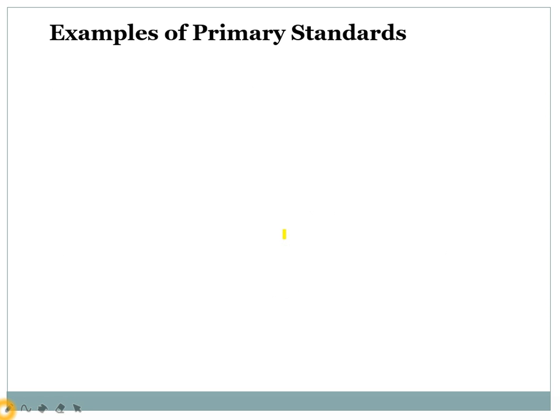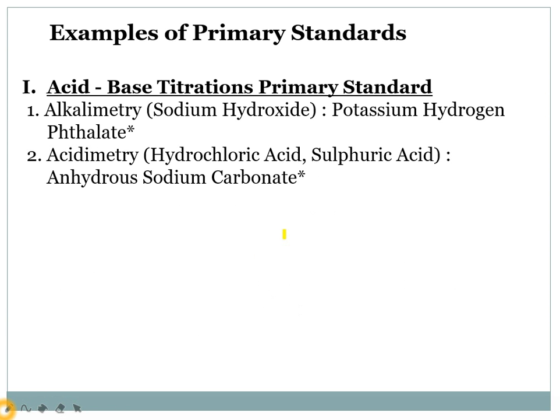Now we can move on to the examples of the primary standard. The primary standards used in acid-base titrations, and acid-base titrations can be classified into alkalimetry and acidimetry.